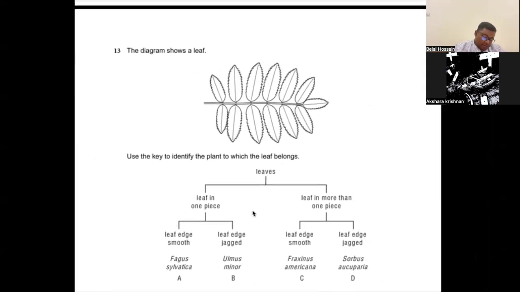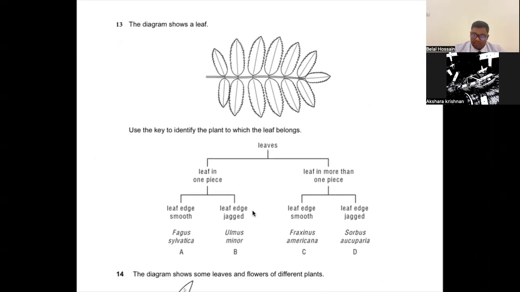Okay, try to do question number 13. The options are visible. The diagram shows a leaf. Use the key to identify the plant to which the leaf belongs. Leaf is in more than one piece, and then leaf edge is jagged, so then it's D. Sorbus aucuparia.